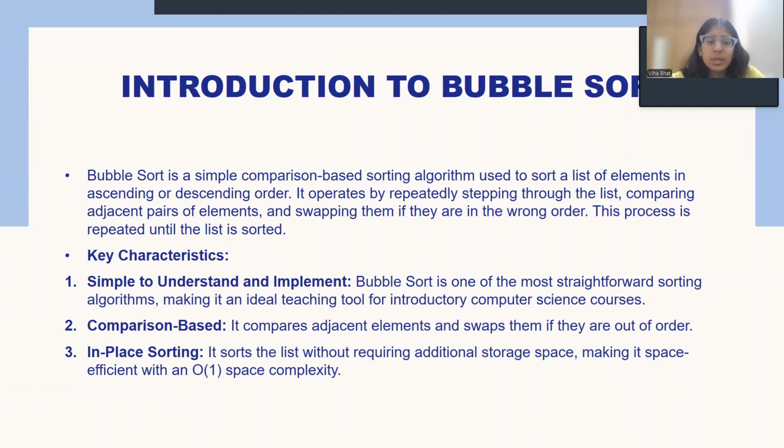The simple way to understand and implement bubble sort is like this. It's one of the most straightforward sorting algorithms, making it an ideal teaching tool for introductory computer science courses. Next is comparison based. It compares adjacent elements and swaps them if they're out of order. In place sorting: it sorts the list without requiring additional storage space, making it space efficient with an O(1) space complexity.